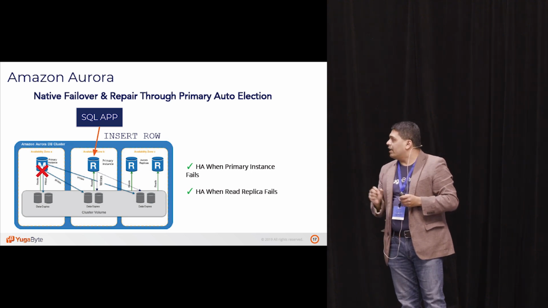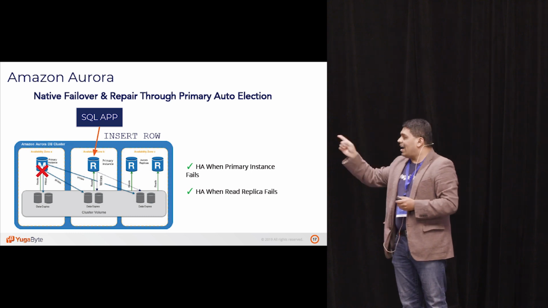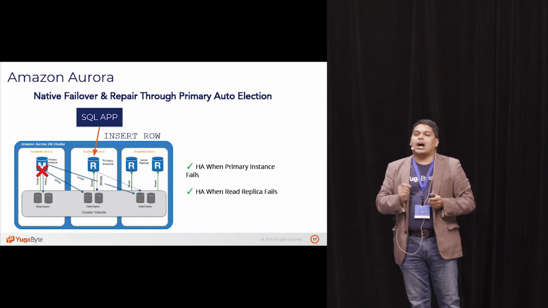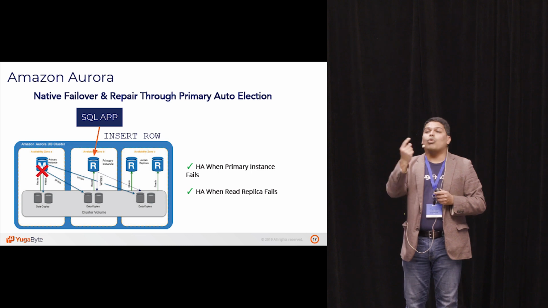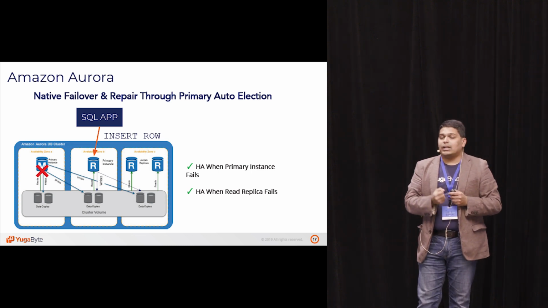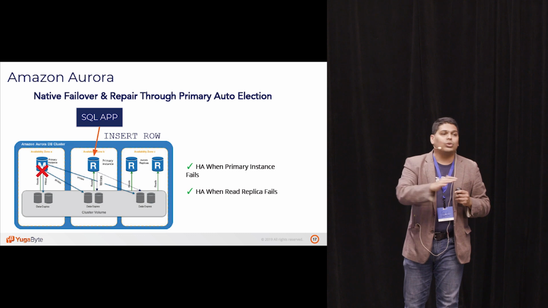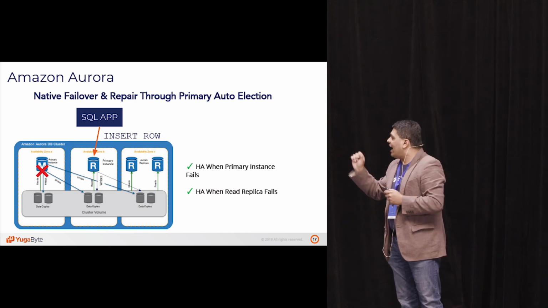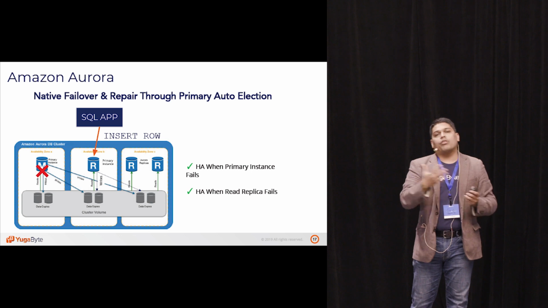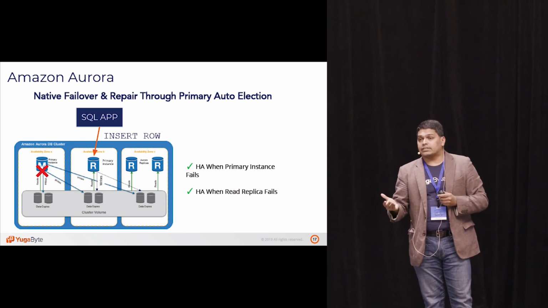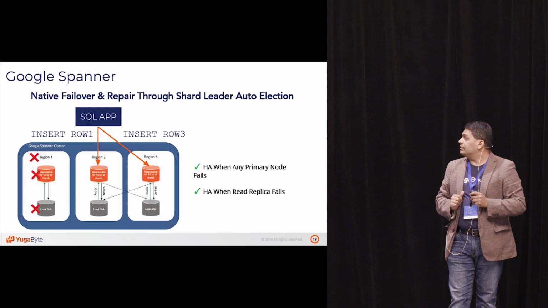So native failover and repair: if an R dies, no problems, right? I have plenty of Rs lying around. But if the M dies, between the remaining Rs there is a notion of an election. They vote, and one of them becomes an M automatically, right? There is a slight delay in how fast that new M can be created, but nevertheless, as an operator, you are not intervening in that equation. And that means that as an application, I have high availability when my primary instance fails, and obviously I have high availability when my read replica fails. Okay? So Aurora is good when it comes to fault tolerance.